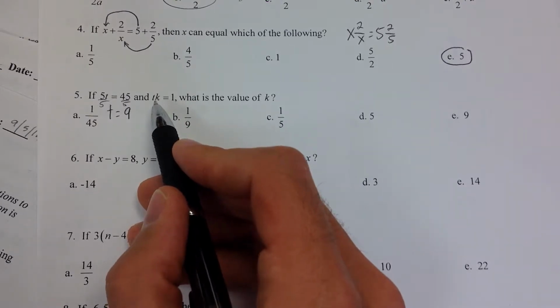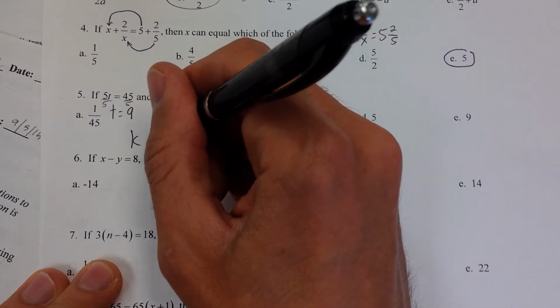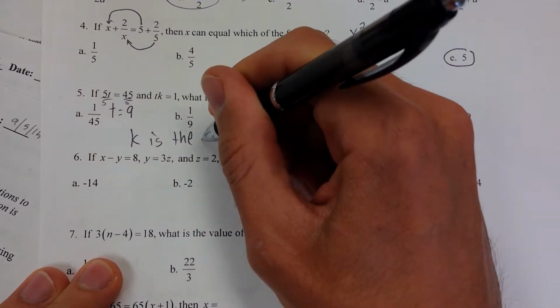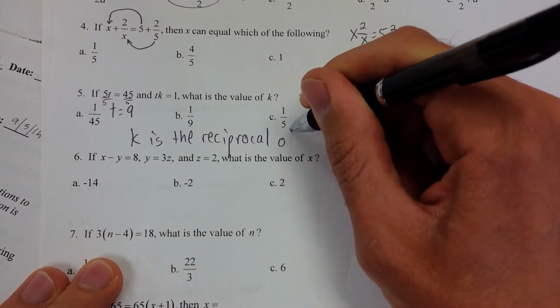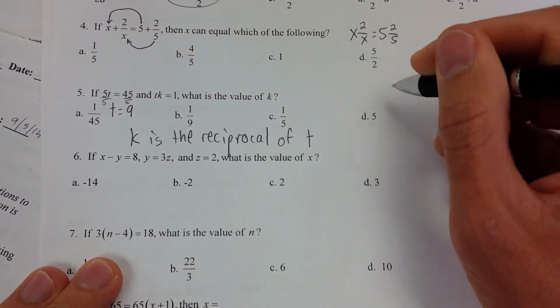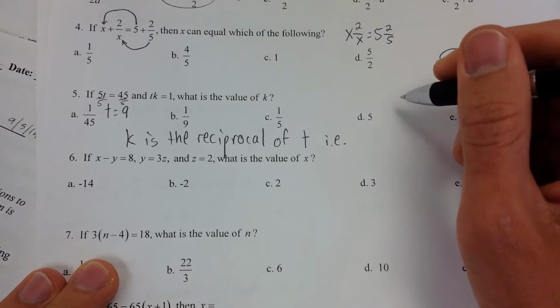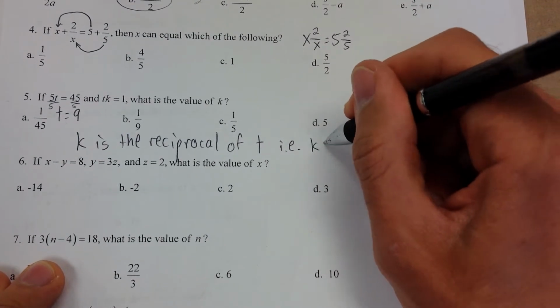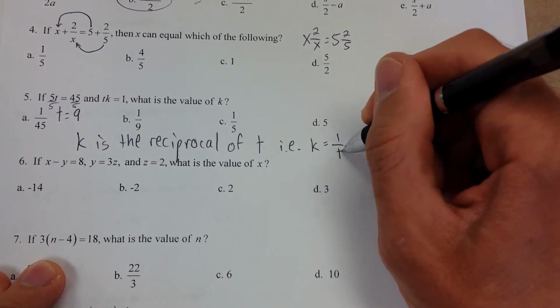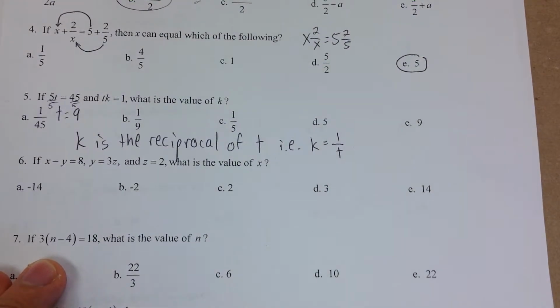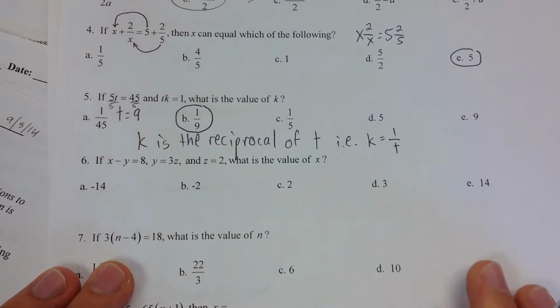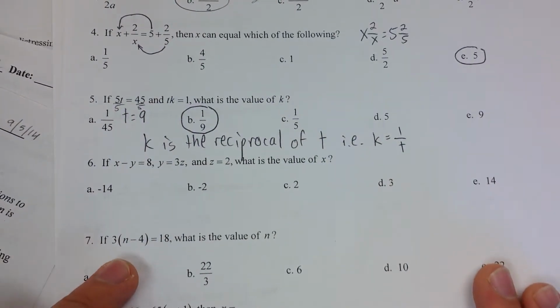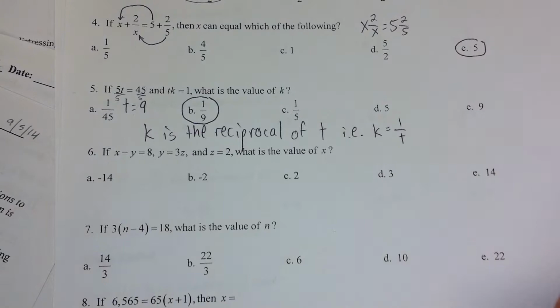See, it's a reasoning test. So, in other words, k is 1 over t, or just the flipped version. So if t is 9, then k has to be 1/9 in order for the product to be 1. Good. Thank you for your cooperation there, Melanie.